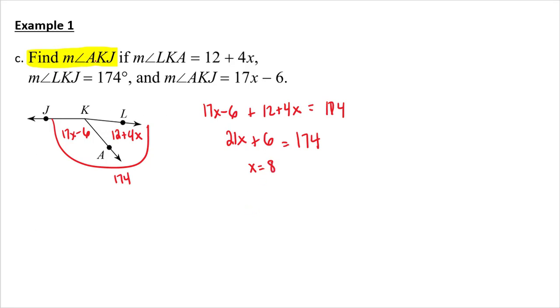Now, again, I'm trying to find AJK. So, the measure of angle AKJ is equal to 17 times 8 minus 6. That is equal to 130.